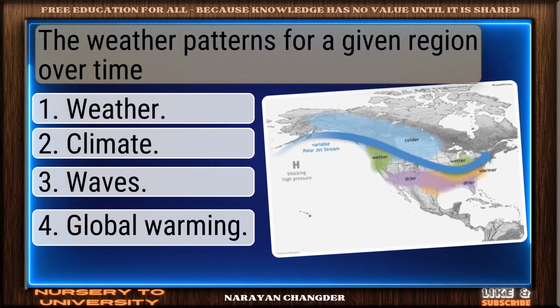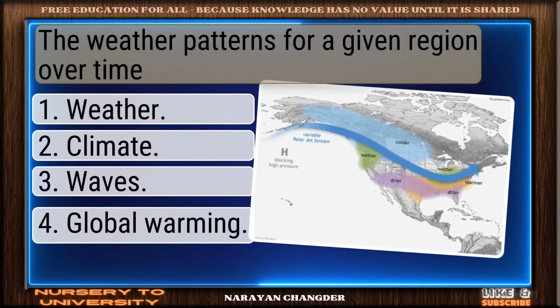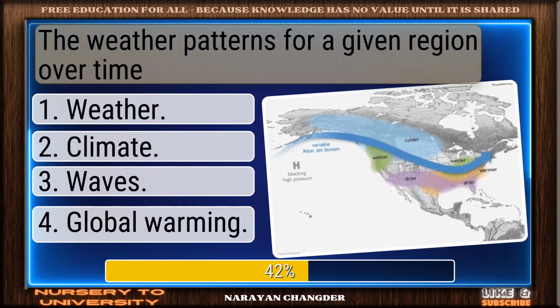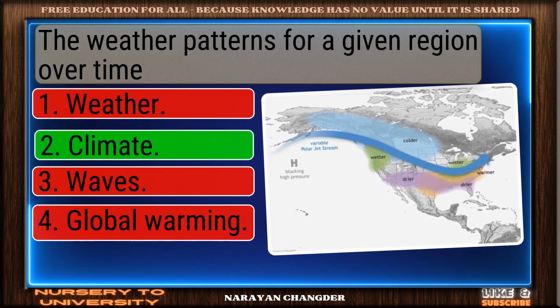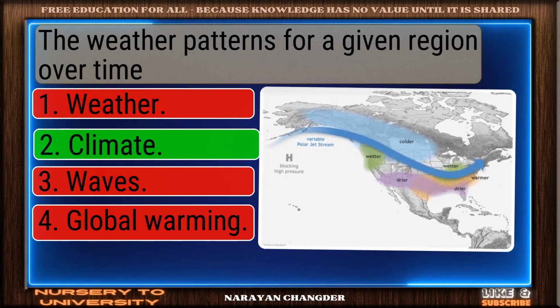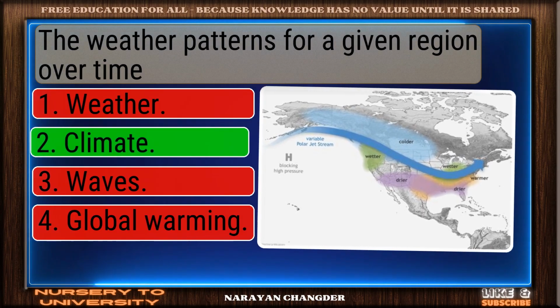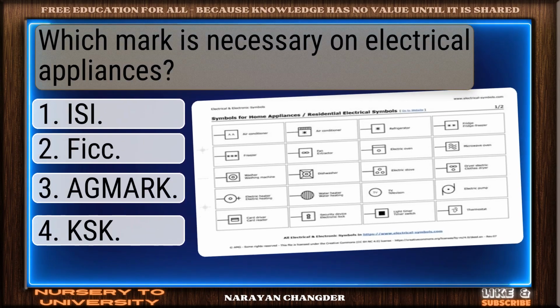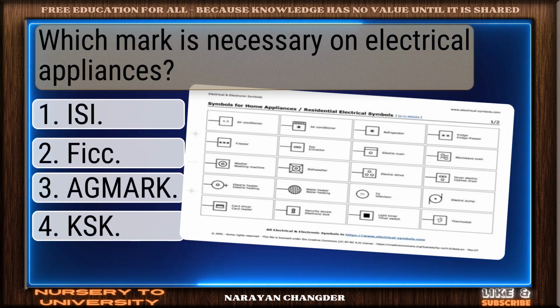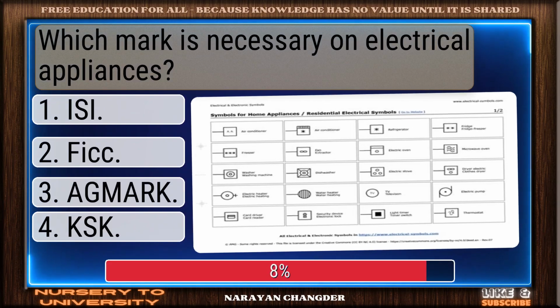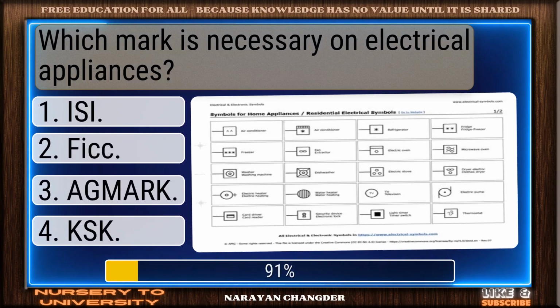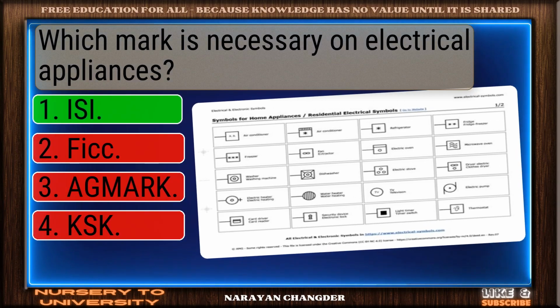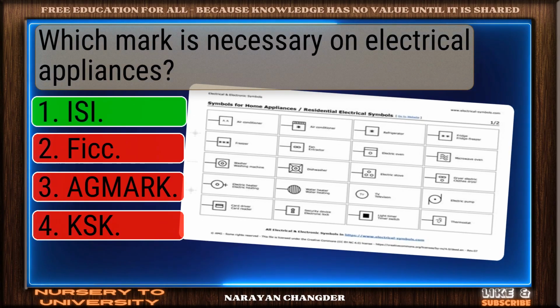Question number 54. The weather patterns for a given region over time. Smart move. Climate is an accurate answer. Question number 55. Which mark is necessary on electrical appliances? Nicely done. EC is a solid answer.